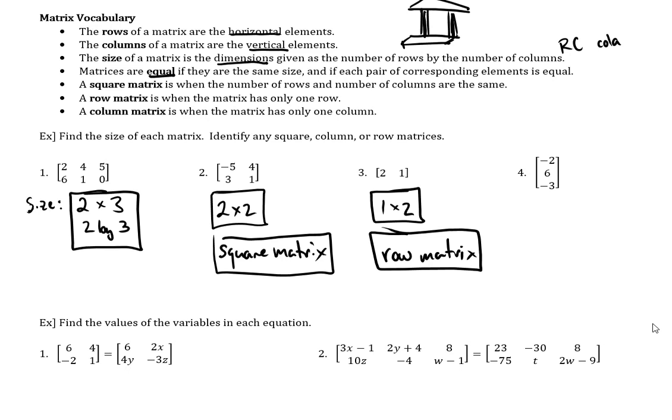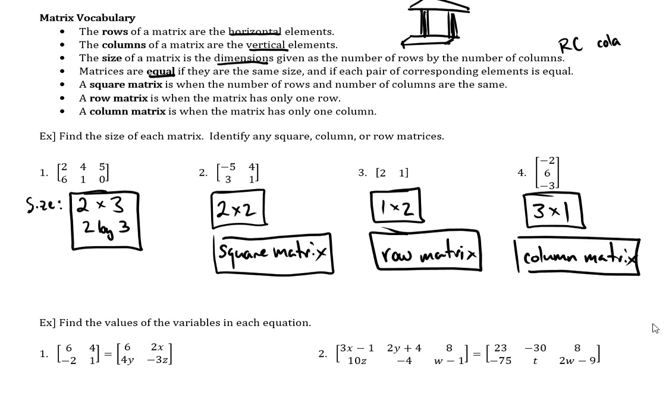Our fourth one here has 3 rows and 1 column. So 3 rows by 1 column is the size. And this is one of the special ones. This is a column matrix because it only has 1 column. It is just kind of one vertical pillar, another way to look at it. So there's some of the vocabulary. This is just identifying certain things.